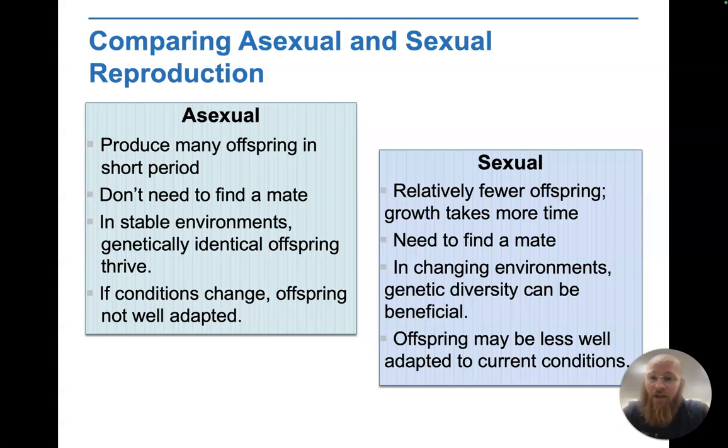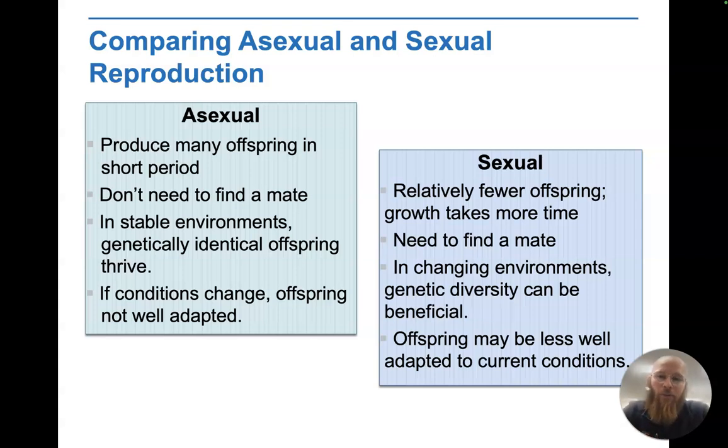For asexual reproduction, you don't need to find a mate. That's good if you want to do things quickly, whereas sexual reproduction might be a little more time consuming and might require a little bit more of the individual because they need to find a mate. They need to appeal to a potential mate.